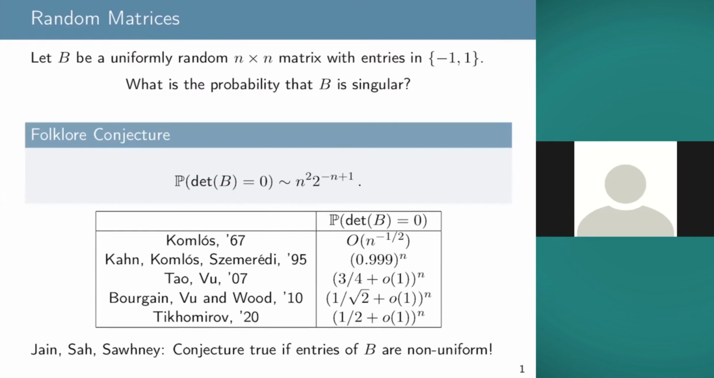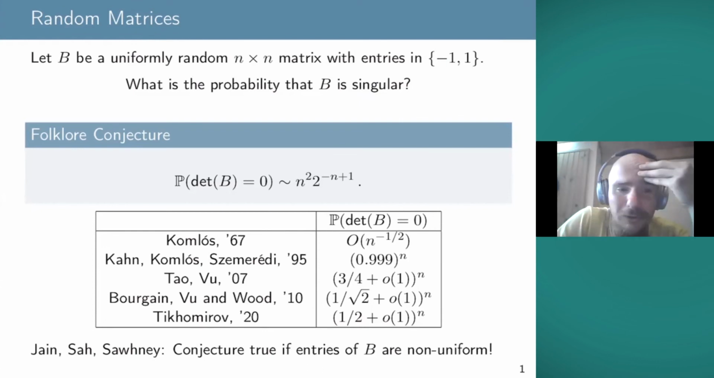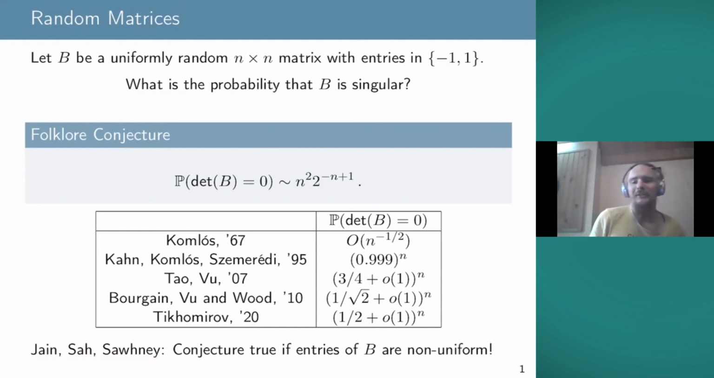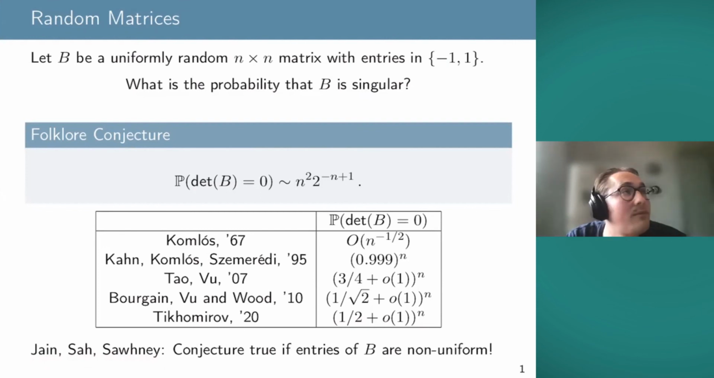And if we have still 1 minute, what about this Jain-Sah-Sawhney result? Yeah, it's a really good question. I haven't looked at this paper carefully enough to understand why the non-uniformity really helps here. And could it possibly help in your case? If we were non-uniform, could you refine this probability? I don't know. That's a really good question.